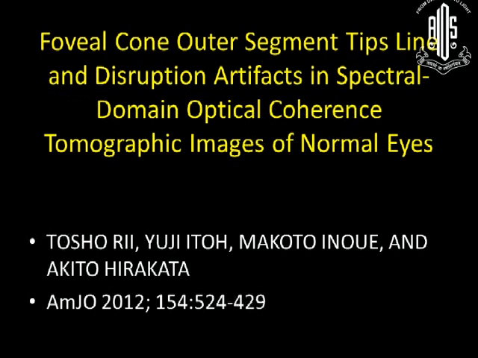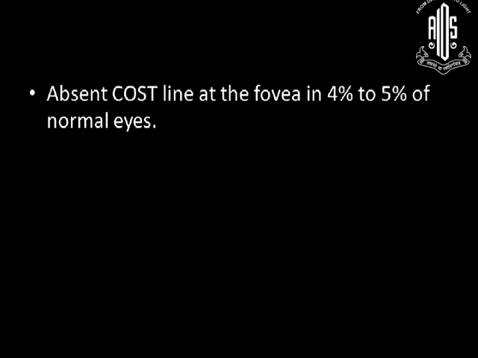When we measure the cost line, how sure are we that we're not measuring an artifact? That also becomes an important part of the measurement of the cost line. What it said is that the absent cost line was seen in 4 to 5% of normals. That means in 94 to 95% of normals, we could identify the cost line.